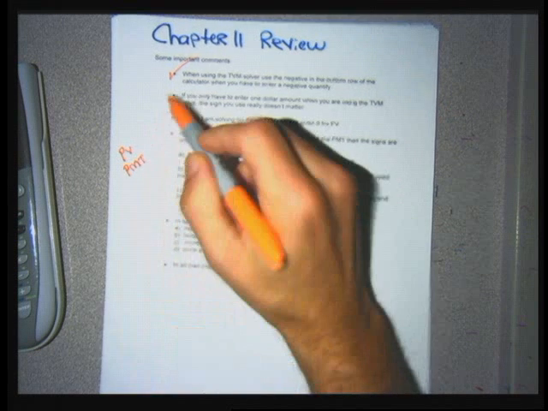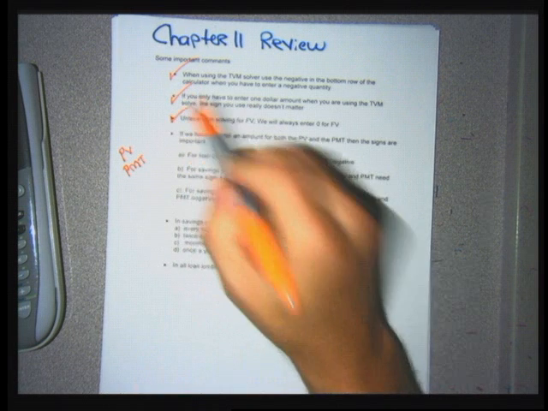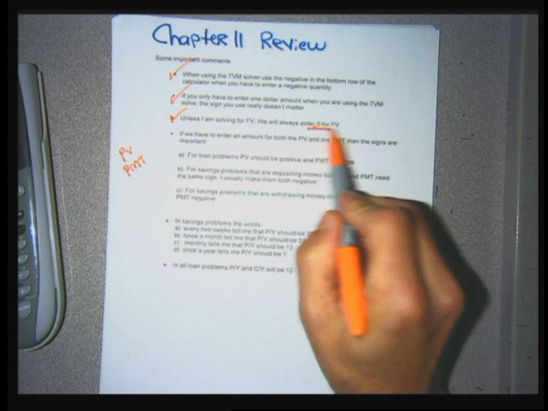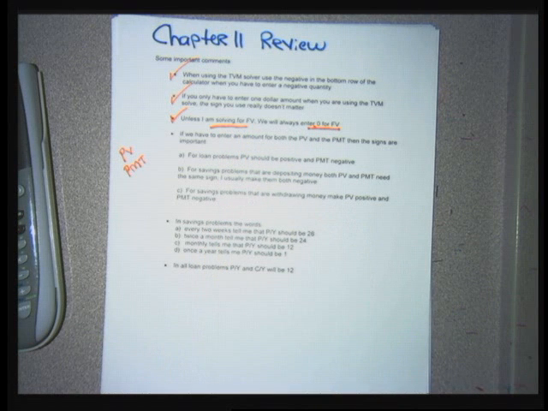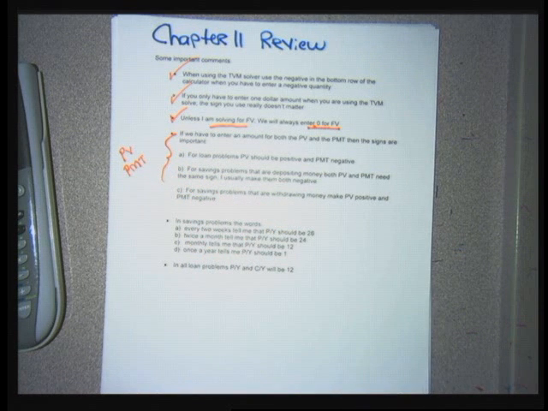That's what this line was trying to say: if you're only entering one dollar amount, sign doesn't make any difference. Generally, I'm never going to enter an amount for the future value. I'm always going to enter 0 for the future value. Sometimes in savings problems I'll be solving for the future value, but I'm not entering an amount, so I don't have to worry about it there. So this little bulleted item on this sheet talks about entering values for both the PV and the PMT, and I tried to break it down into loans and savings problems.